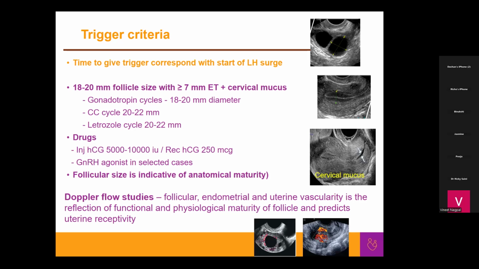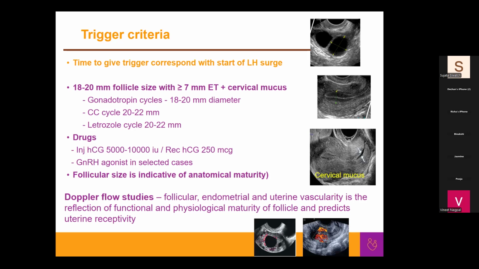So size could be 20 to 22 millimeter. Again, in the letrozole cycle, size could exceed, and it may take a little more time to reach a good endometrium. So size could be up to 20 to 22 millimeter. Then the drugs we use for the trigger are either urinary HCG, which could vary from 5,000 to 10,000 units, or we can use recombinant HCG 250 micrograms subcutaneous. GnRH agonist can be used in very selected cases, not in routine practice.